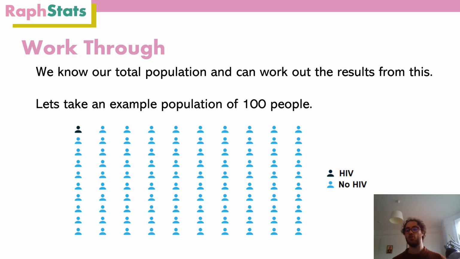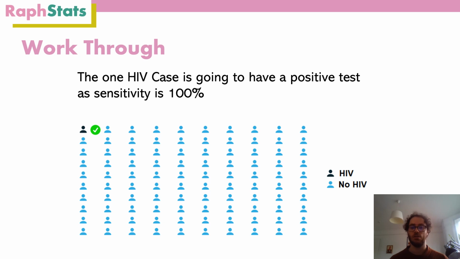The majority of people get this question wrong when asked it, including working doctors. So for illustrative purposes, here's our population. We've got 100 people, and that one dark blue person has HIV, and the 99 people in light blue do not. Now, we know that our test has 100% sensitivity, so it's going to give a positive test for that one person who has HIV. I'll put a little tick by him to show he's got a positive test.